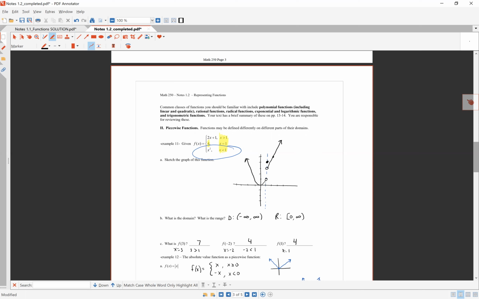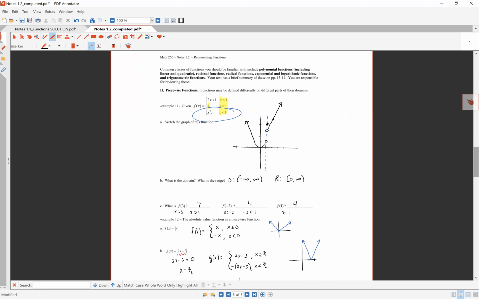We know the domain is the set of all real numbers. Now, what's the range? You have to look closely at it. It's not obvious. For 2x plus 1, if the domain was all real numbers, then the range would be all real numbers, but we're restricted to x greater than 1. We know that 2x plus 1 is positive for x greater than 1. Well, 4 is definitely positive, and x squared is always positive except at x equal to 0, and x squared is defined for x equal to 0. So we know that the range is 0 to infinity, including the point 0, because when x is 0, y is 0.